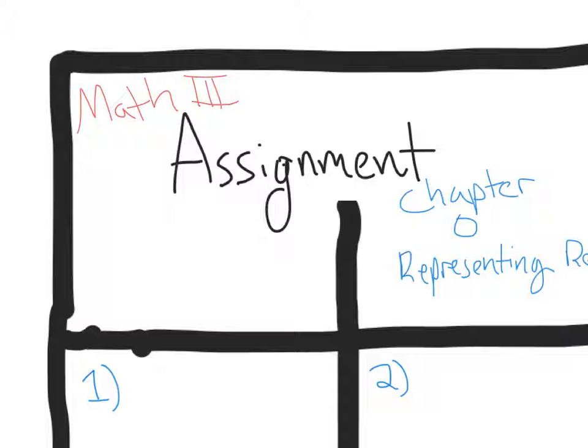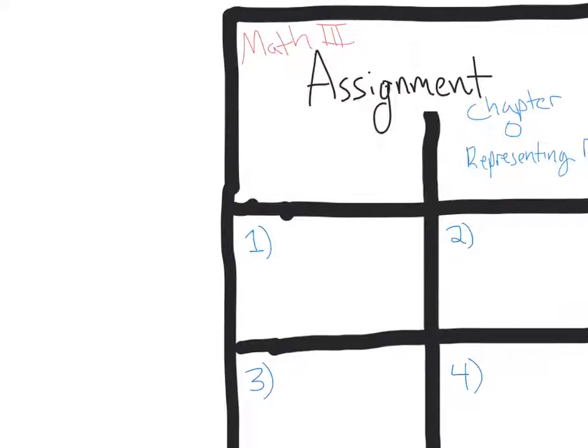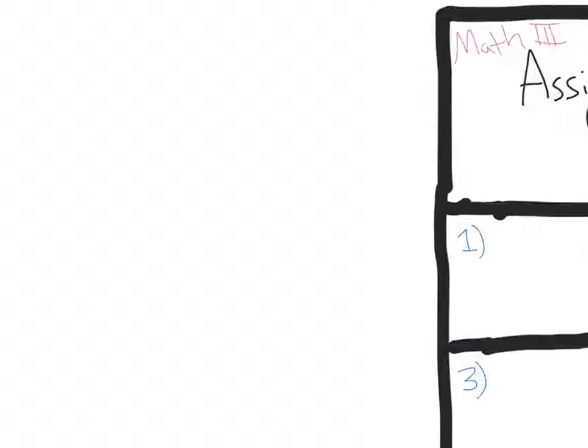So starting out with the basics, this is going to be called homework assignment 0.1, chapter 0, representing relations. You guys were given a handout with like 12 problems. I'm going to walk you through a few just to give you some guidance. But before we do that, let's highlight a few key points from class today.